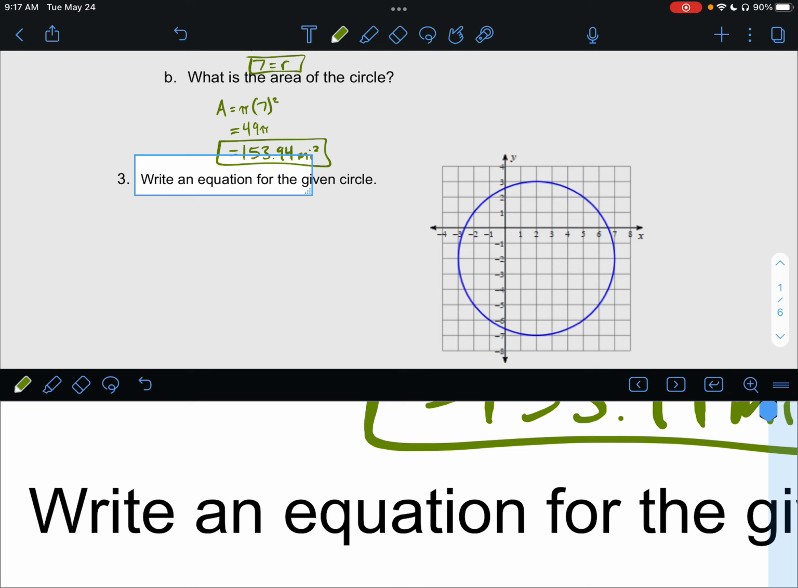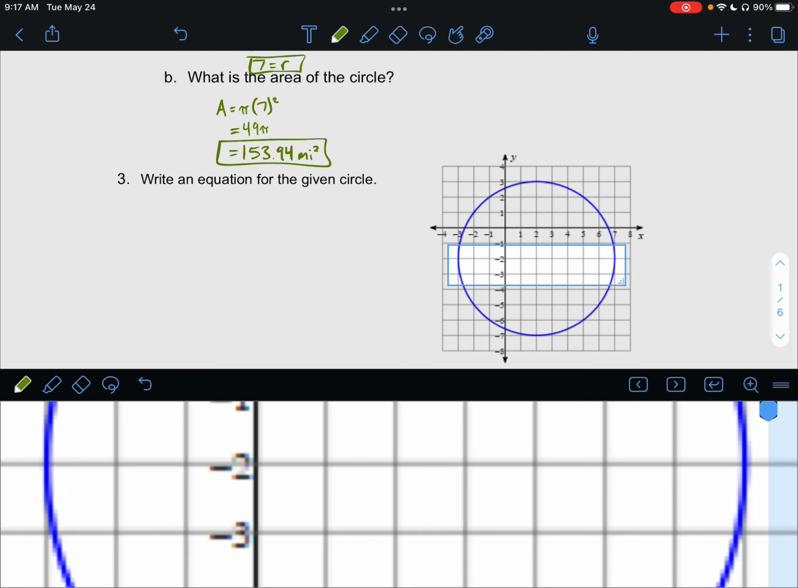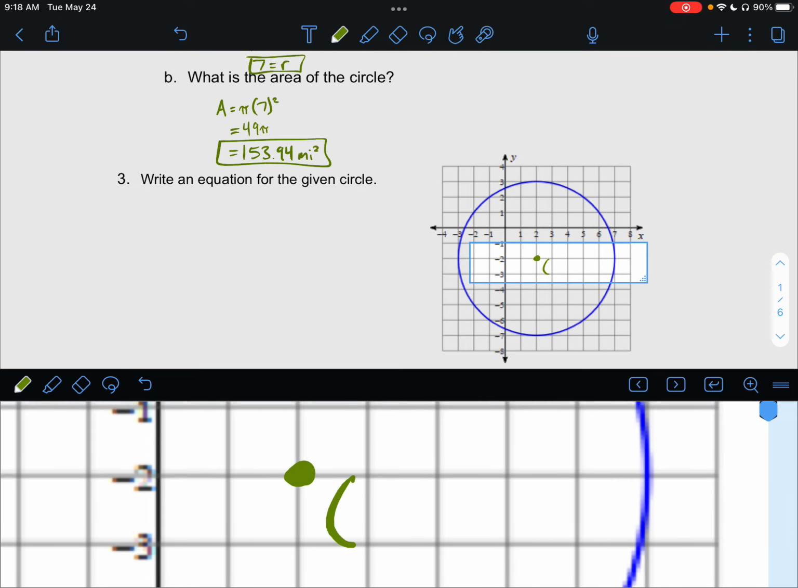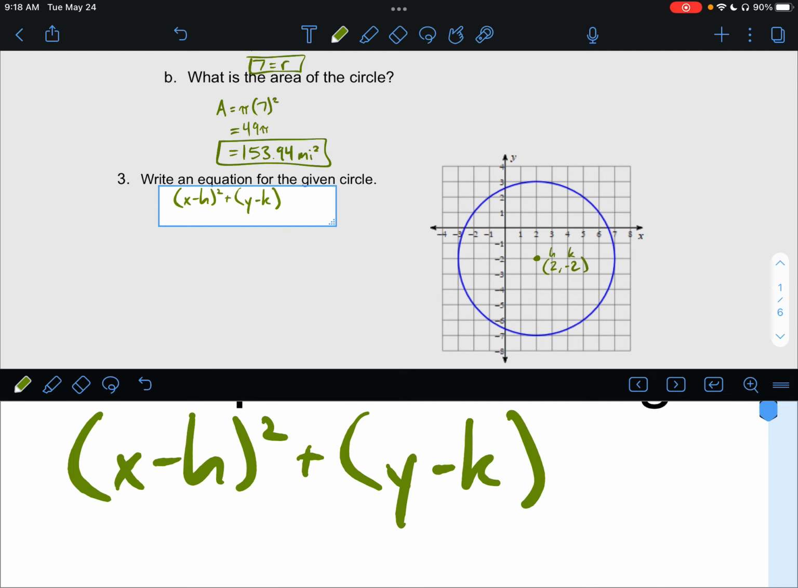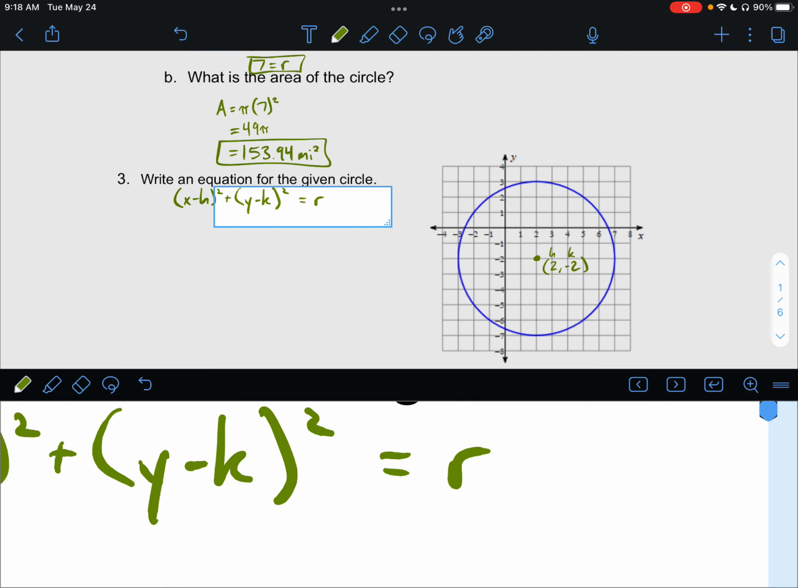All right, problem number 3. Write an equation for the given circle. To write an equation for a circle, we need to know the radius and the center. Looking at this graph, my center is right about here, and that is the point (2, -2). So that's my h, k. The formula of a circle is always (x minus h) squared plus (y minus k) squared equals r squared.